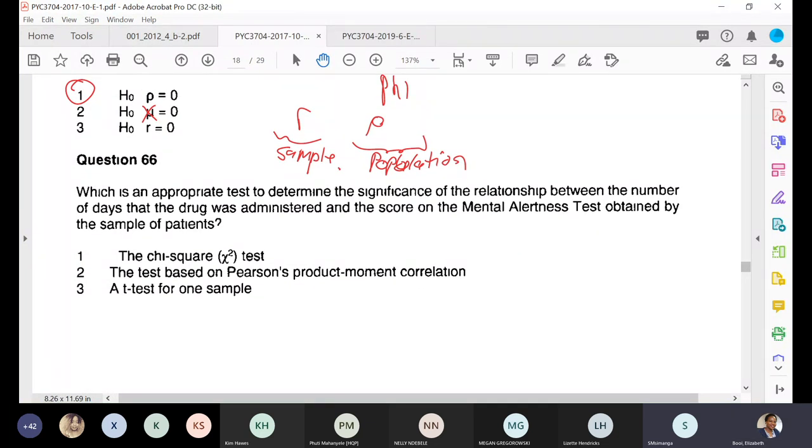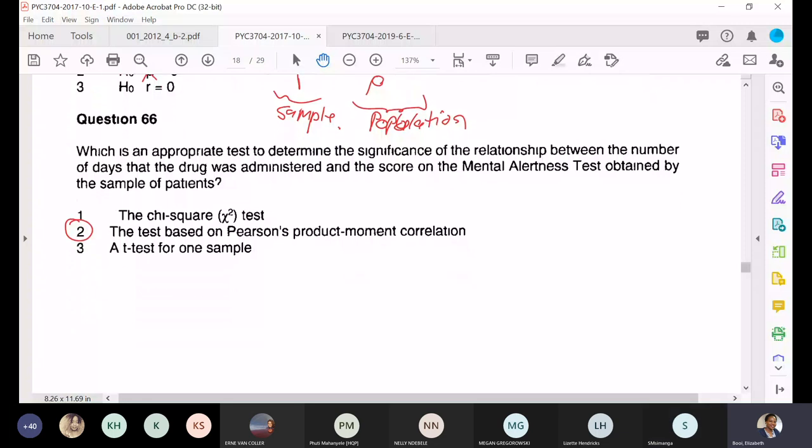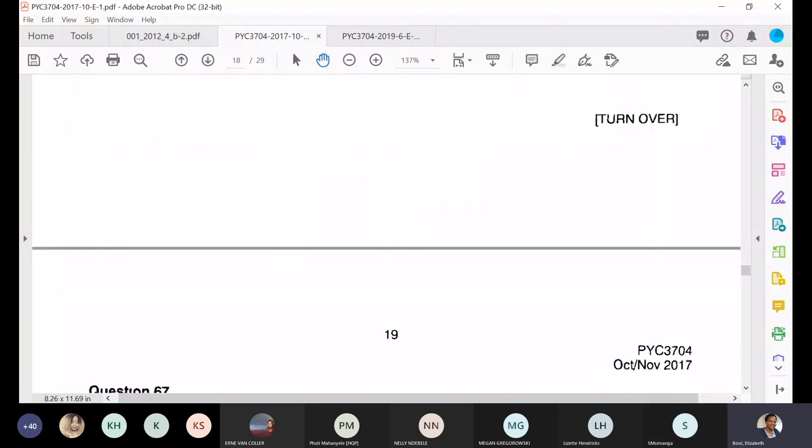Which is an appropriate test to determine the significant relationship between the number of days that the drug was administered and the score of their mental alertness test obtained from this sample of patients? Two. The Pearson product moment correlation. It will be two, which is the Pearson product moment correlation, which is the r.